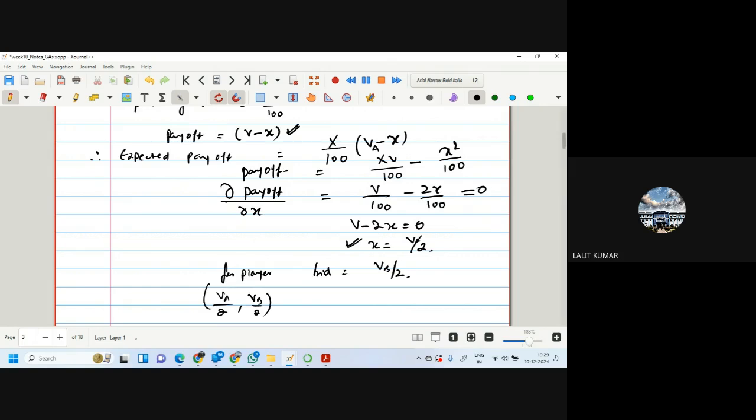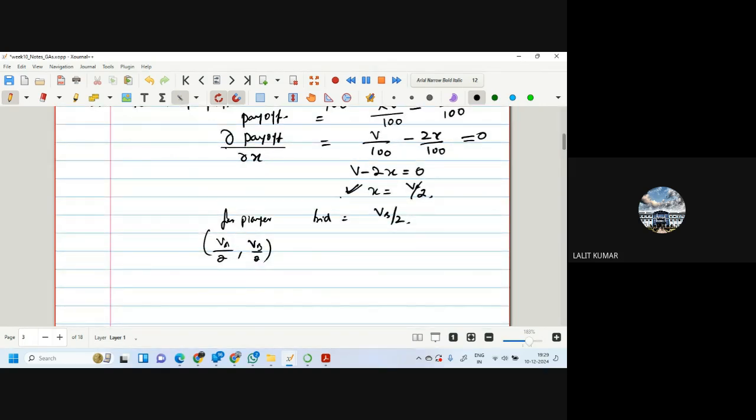And as the number of players increases, it will become n minus 1 and VA, n minus 1 and VB, n minus 1 and VC, or like that. That's okay?